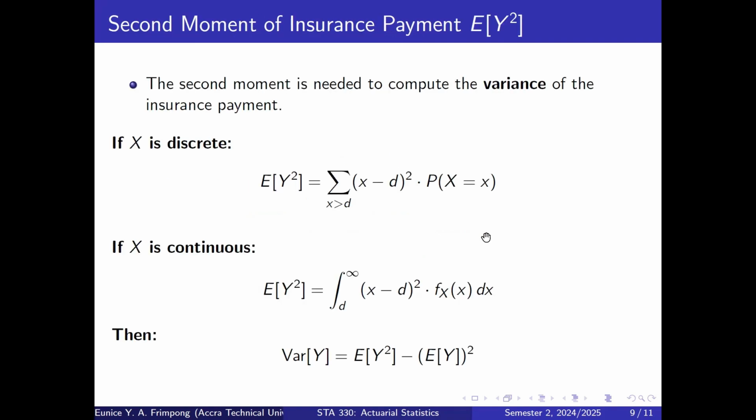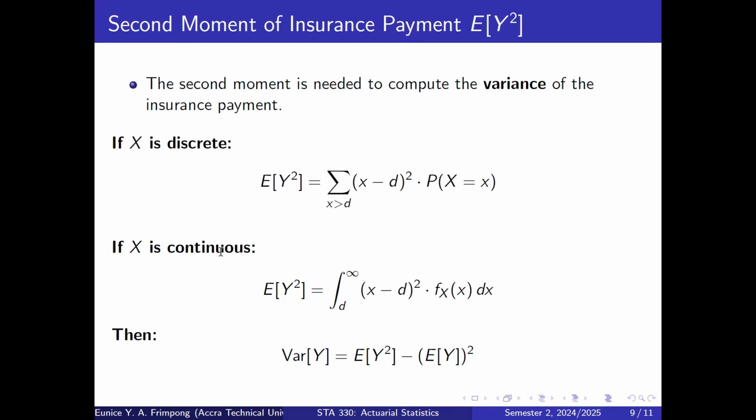Beyond just the expected value, we also care about the variance, which measures how much the insurance payments vary from the average. To find the variance, we first compute the second moment. For discrete X, the second moment of the insurance payments, which is the expectation of Y squared, equals the summation of (X minus D) all squared times the probability mass function, given that X is more than D.